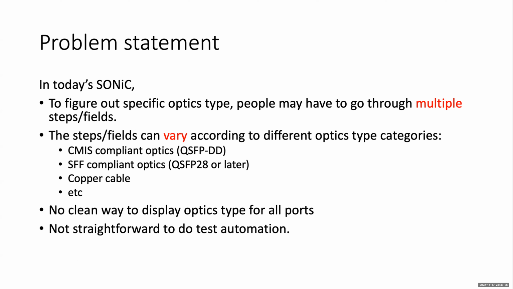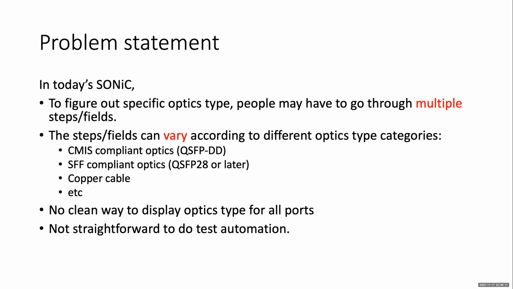For example, we have QSFP-DD optics. We also have QSFP-28 optics. We also have copper cable and the AOC cable. For all of them, they follow different specs, and they have a totally different way to get the optics type. We have a CMIS spec, and we also have the SFF spec, so the flow is quite different.